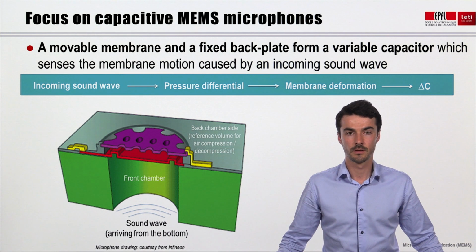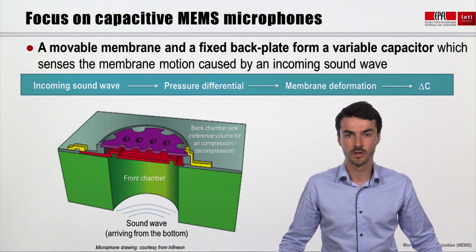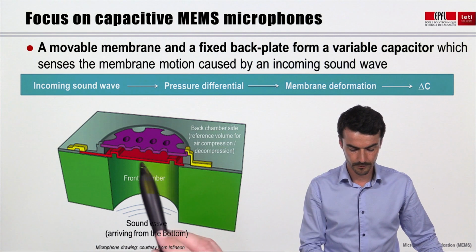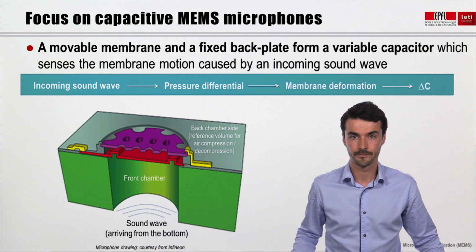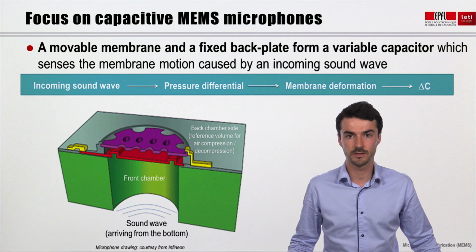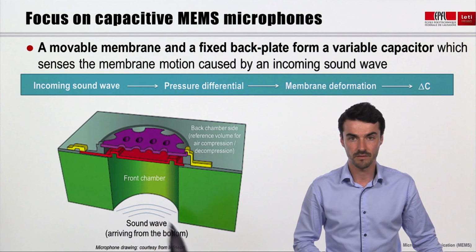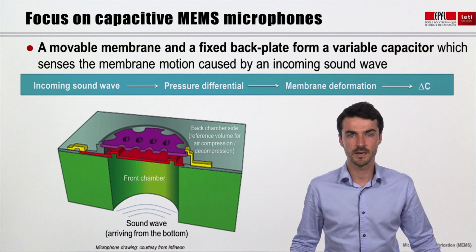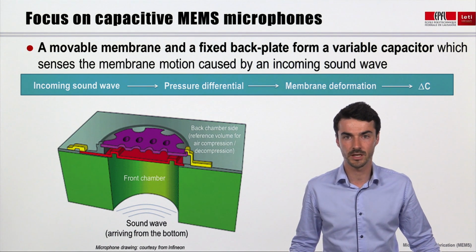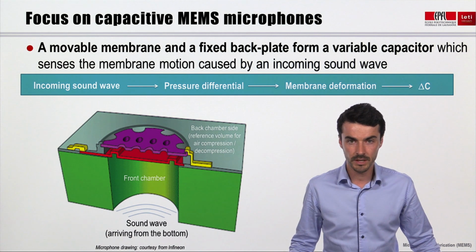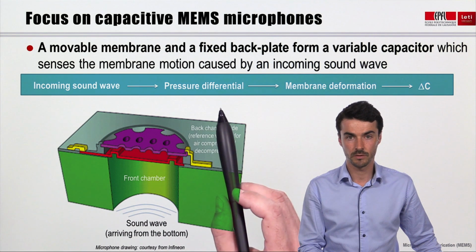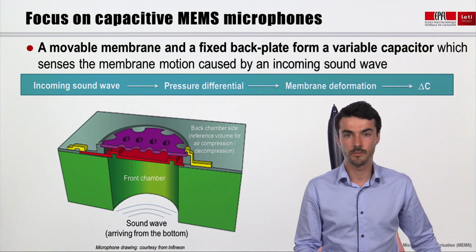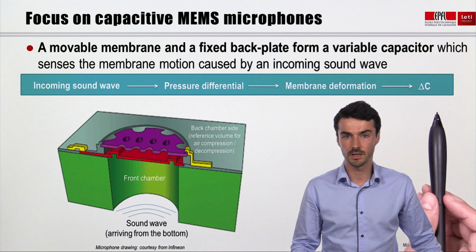How do they work? Basically, there are two suspended parts, a movable membrane, here in red, and a fixed backplate, here in purple. Both form a variable capacitor which senses the motion of the movable membrane caused by any incoming sound wave. In this example, the sound comes from the bottom and the package is not depicted. To repeat again, the sound wave generates a pressure differential between the front and back chamber. Consequently, the membrane is deformed, and this results in a capacitance variation.